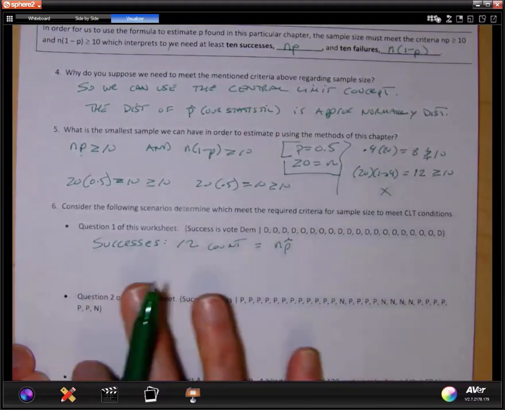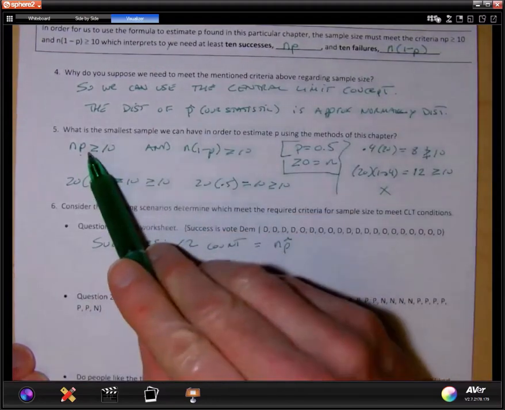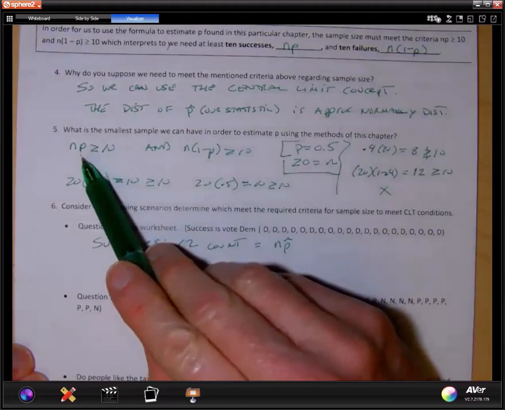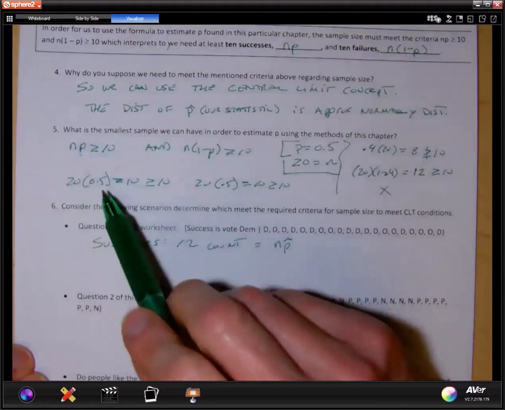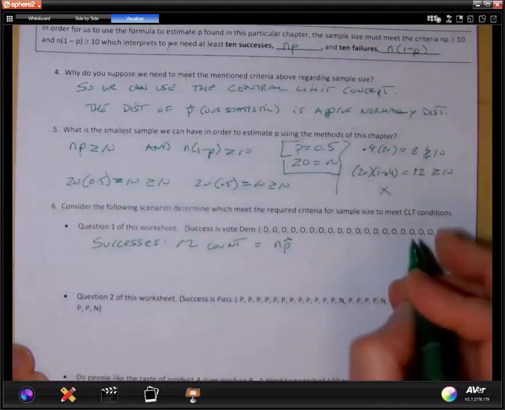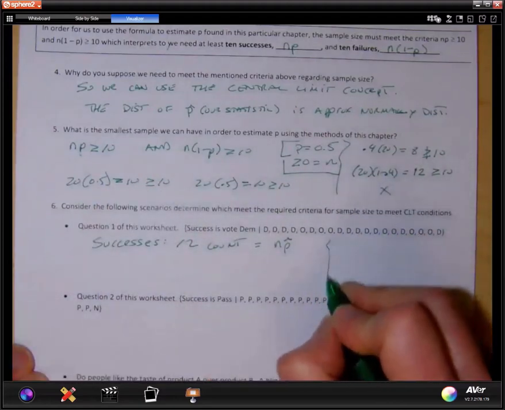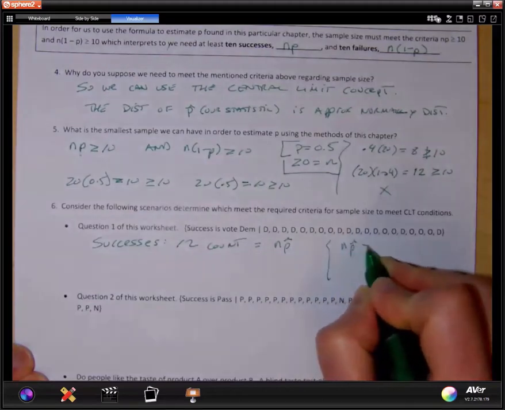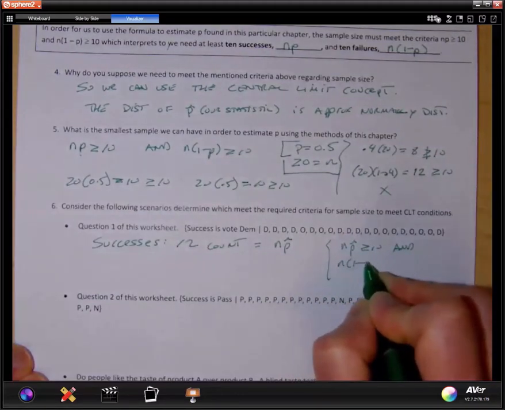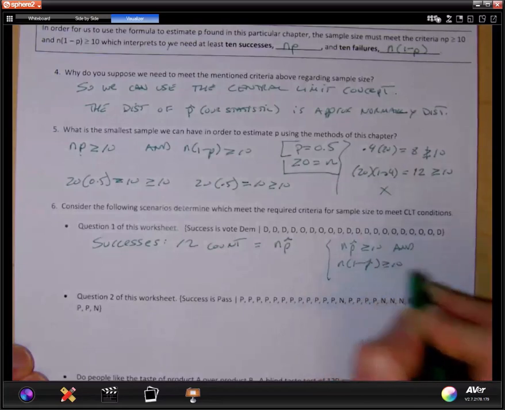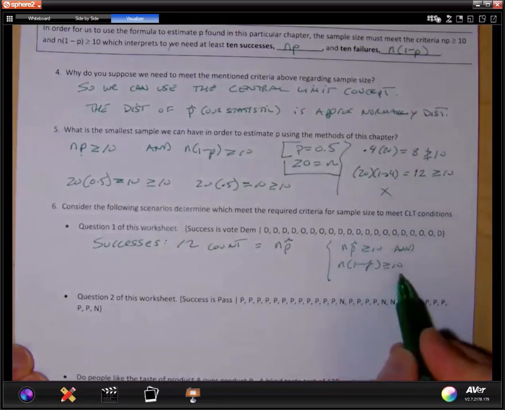So here's the dilemma. This is the formula. I can't use it because I just don't know what this is. That's the whole point of this. So in reality, that formula is going to get reduced down to n times p hat is greater than or equal to 10, and n times 1 minus p hat is greater than or equal to 10. But in order to create p hat, we have to count anyway.